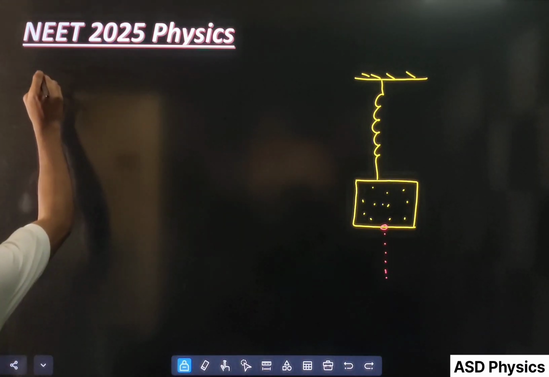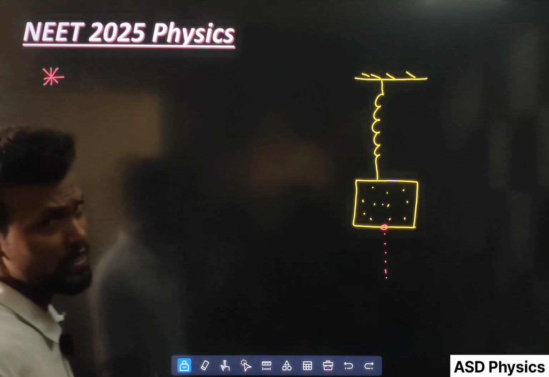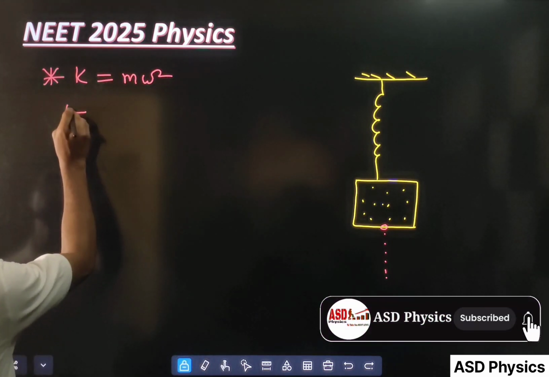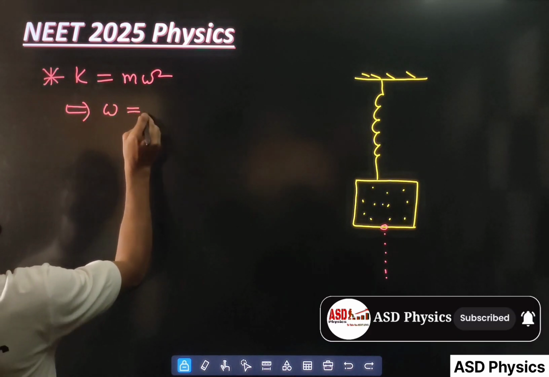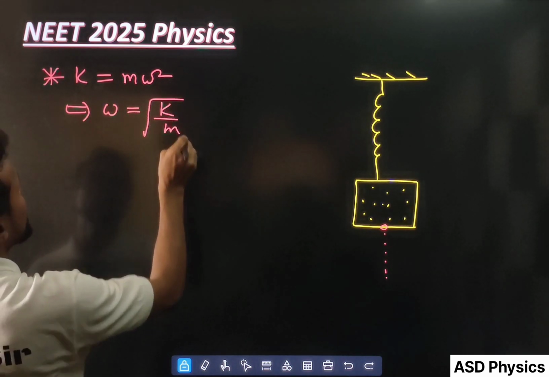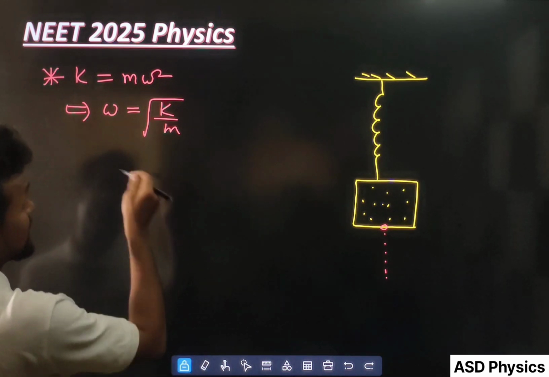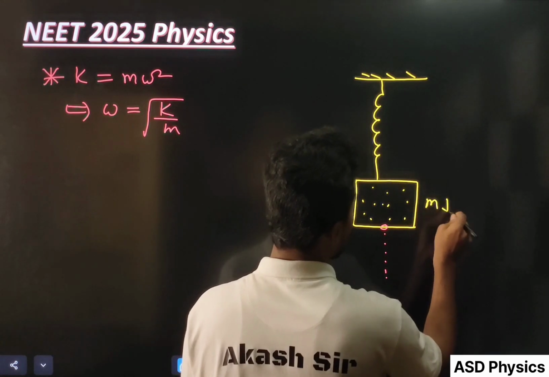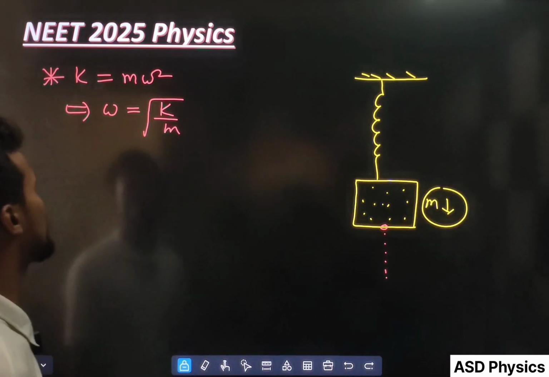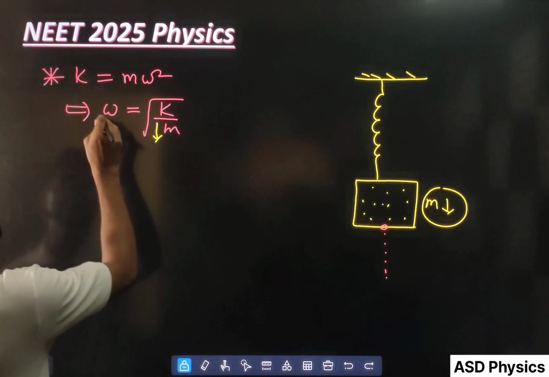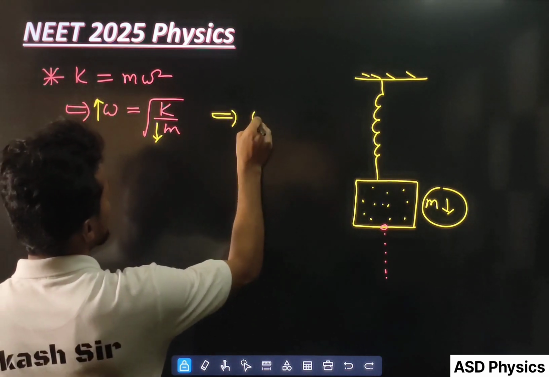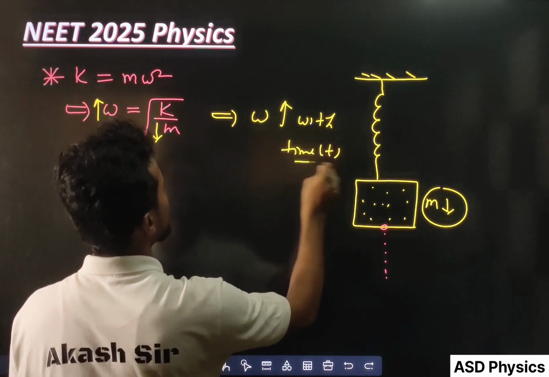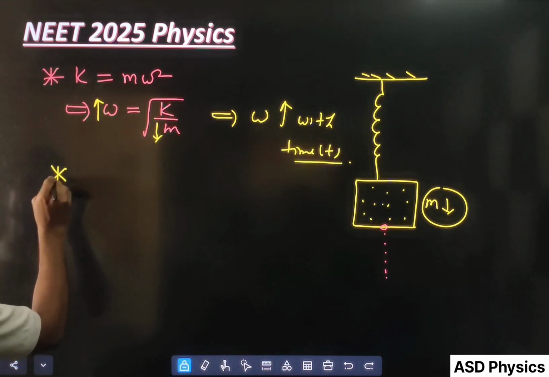First, in the graph, they are talking about the graph of omega and A. As I have told you very well, K equal to M omega square. So you can write omega equal to root K by M. And you know very well the sand keeps on decreasing. The sand keeps on falling. So the mass of the sand inside the box will keep on decreasing. When M decreases, omega will increase. So what we are getting is that omega will increase with time. Now students, omega we have got here.